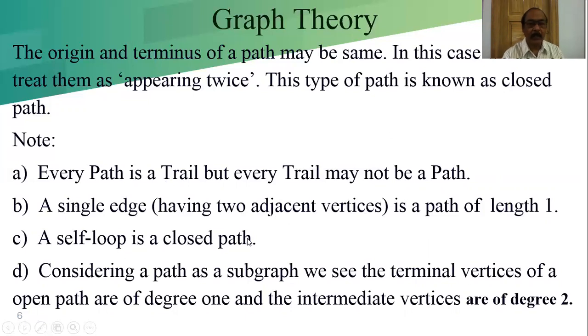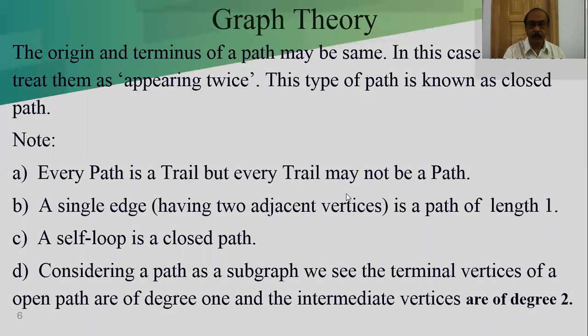A self-loop is a closed path. That I already discussed. Considering a path as a subgraph, we see that the terminal vertices of an open path are of degree 1. For a path, the terminal vertices have degree 1. If it is a closed path, all the vertices in between have degree 2.